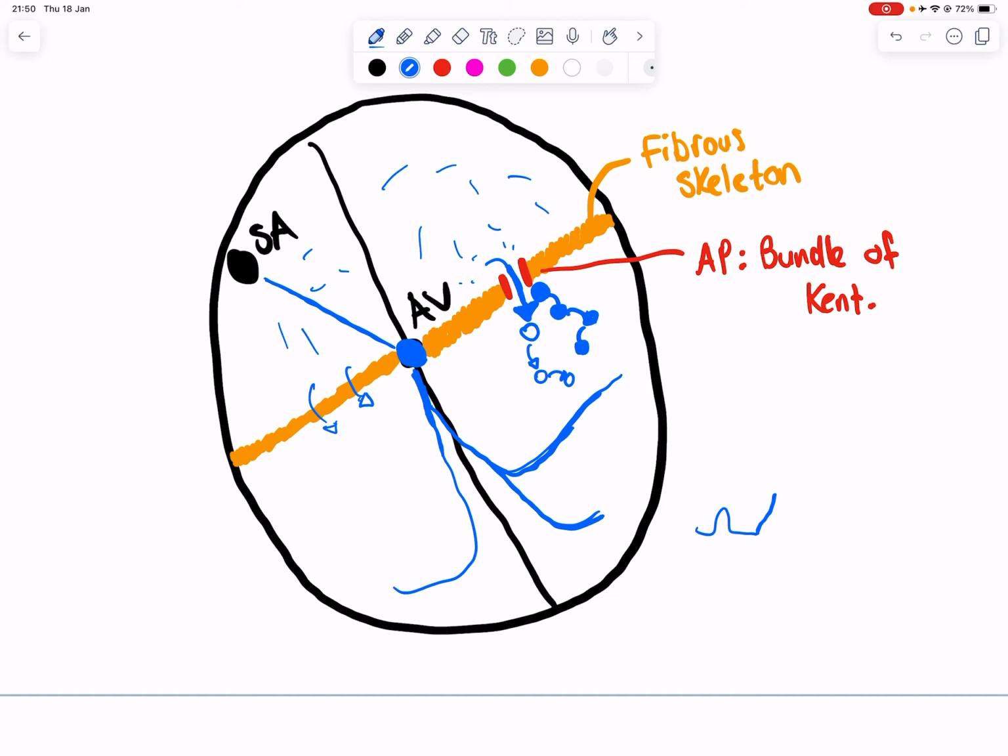And then you get that fast upstroke because you've got the AV node kicking in and all of our specialized conduction tissue causing the rest of the ventricle to depolarize. And then you have completion of our QRS complex. So that's why these patients get what we call a delta wave, right?